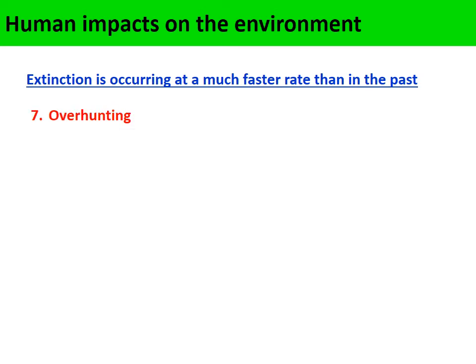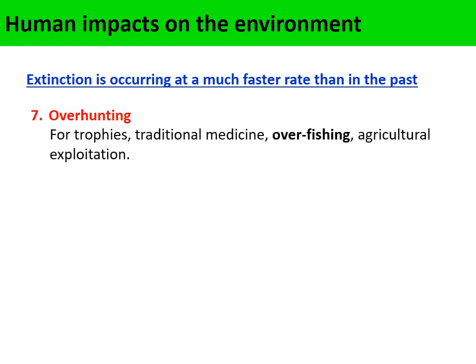Another example is overhunting of certain species. Now, we know certain species are hunted for trophies, for example, the ivory tusks of elephants. We know some individuals, certain species, are overhunted because they might be used in traditional medicines such as Chinese medicine. Now, the example that we've used previously, the black rhino horns, they're made of keratin and calcium, and they've been used in Chinese medicine. Now, one example of overhunting in particular is overfishing.